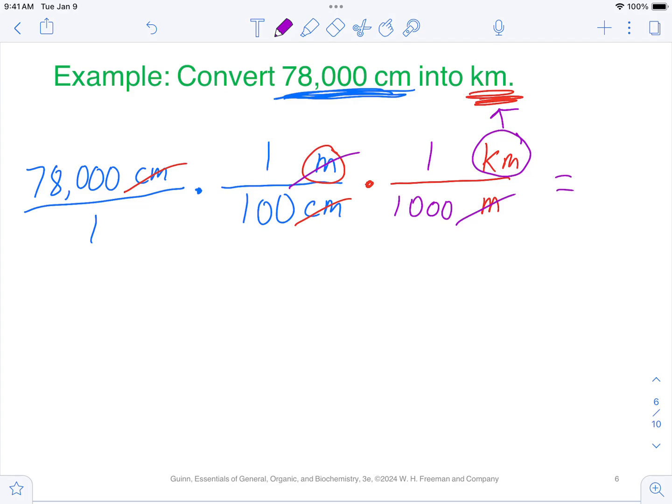And now we can just type that in our calculator or move the decimal point, however you want to do it, and we get 0.78 kilometers. So that's an example of a 2-step problem.